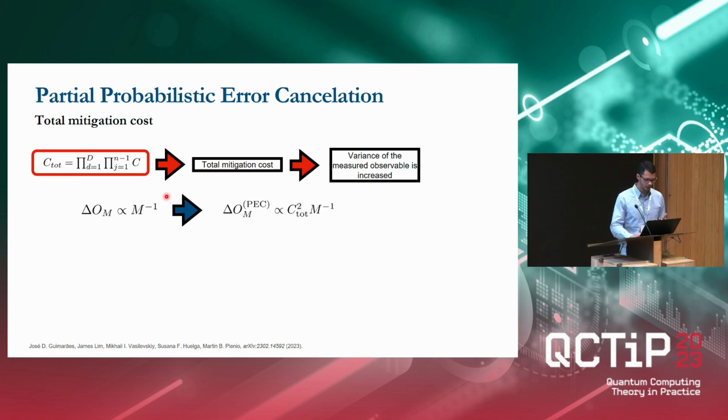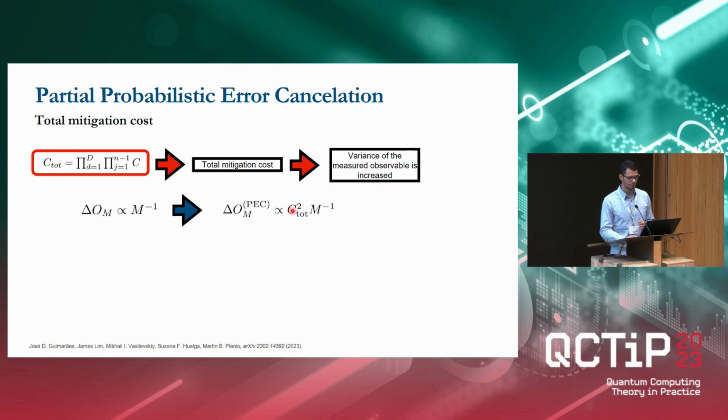And so if we implement the raw simulation without any error mitigation techniques, we have that the variance of a measured observable scales inversely with the number of shots employed, right? So when we implement this probabilistic error cancellation, or this partial probabilistic error cancellation, we have this multiplicative factor of C total square. Okay, so this means that if we want to reach the same variance as a raw simulation with this mitigated simulation, we have to implement C total square more shots.